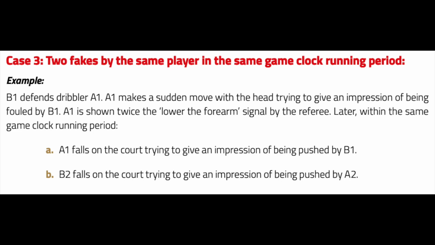Case 3 already solidifies in the rule book what referees have already been doing, but maybe it's just to provide clarity to coaches that may not know. But we have 2 fakes in the same game clock running period. So A1 fakes a foul, you give the fake a foul warning, and then a couple seconds later they do it again and you give a technical. So you're giving a technical before you're able to warn both the player and coach on a dead ball situation because it happened in the same running clock period.